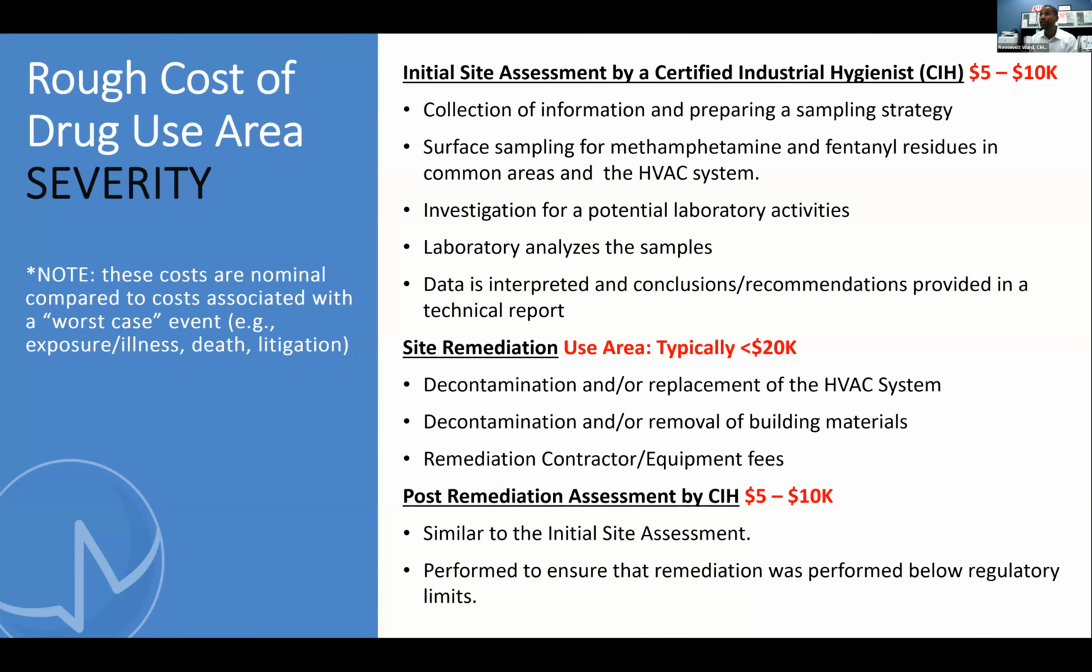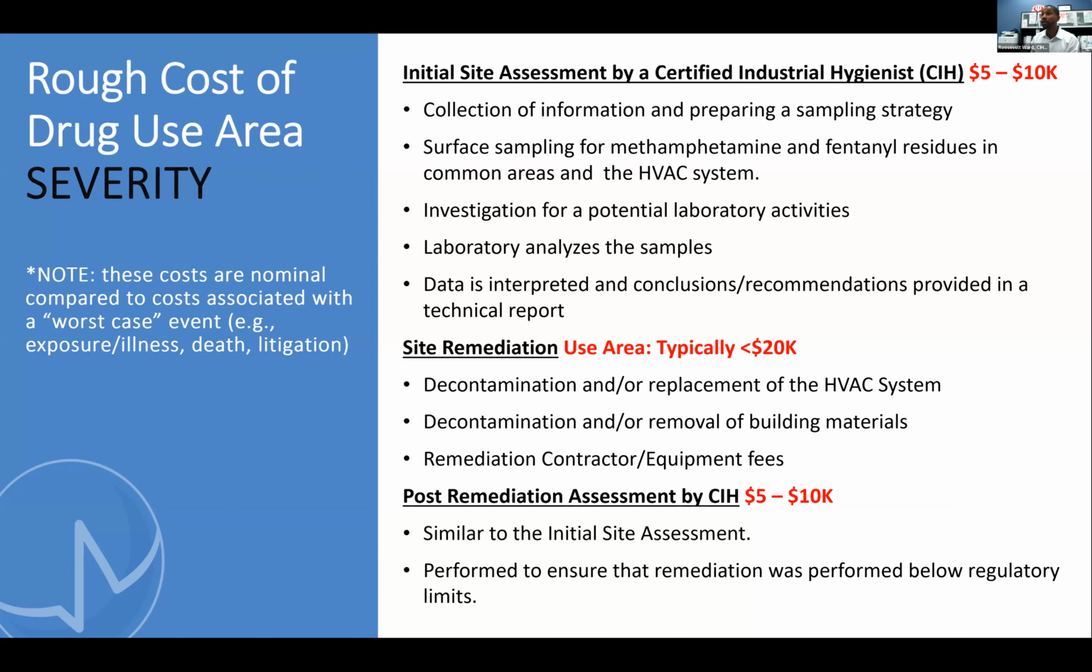So we start out with the initial site assessment, which, for example, in the state of California is required to have a CIH perform this assessment. It can range anywhere from $5,000 to $10,000. That usually includes a site assessment. It requires a generation of a sampling strategy for the potentially contaminated surfaces so that we can get an idea on where the areas are more contaminated versus less contaminated. We'll investigate how potentially they were processing the illicitly manufactured drugs, and we'll interpret the data to come up with a remedial work plan.